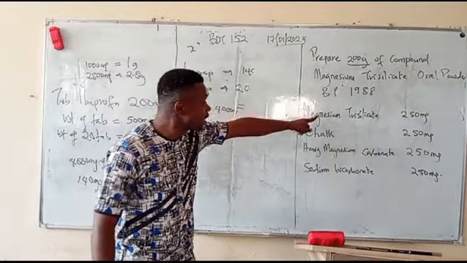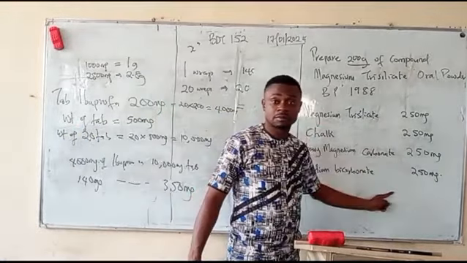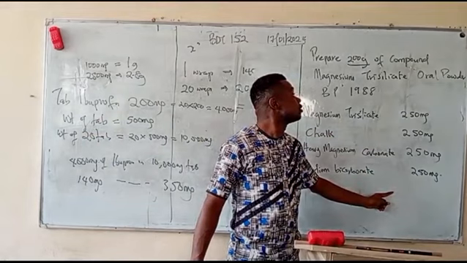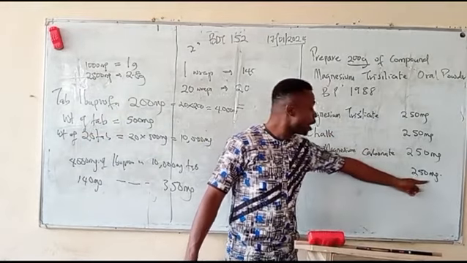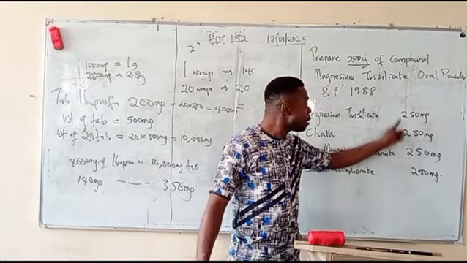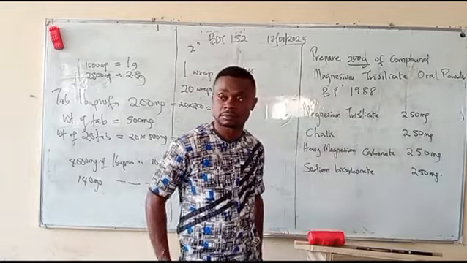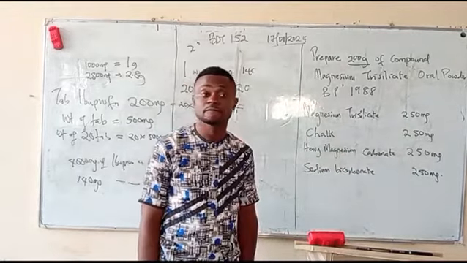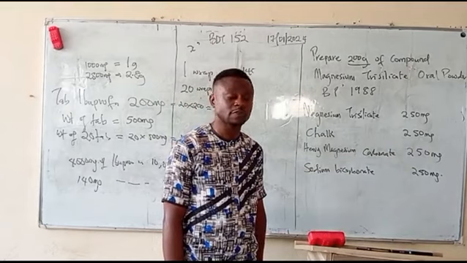This is the amount for 1 gram of compound magnesium trisilicate. This is the amount for 1 gram. What will be the amount of each of them for 200 grams? For each of them.